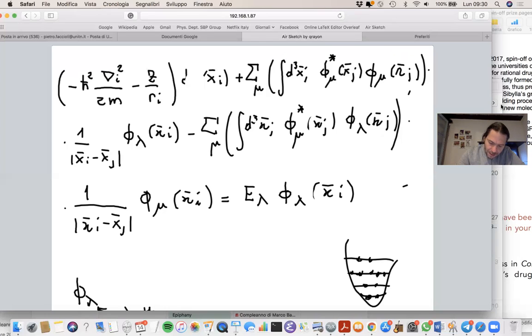And so what this lambda means, phi lambda is what you want to compute, and lambda is the index, and I need 2 indices because I have different wave functions. In particular, lambda goes from 1 to n if I have n electrons. Remember, I cannot have two electrons in the same wave function because of the Pauli principle. So if I have n electrons, I must have n wave functions. And I label my electrons with an index i.